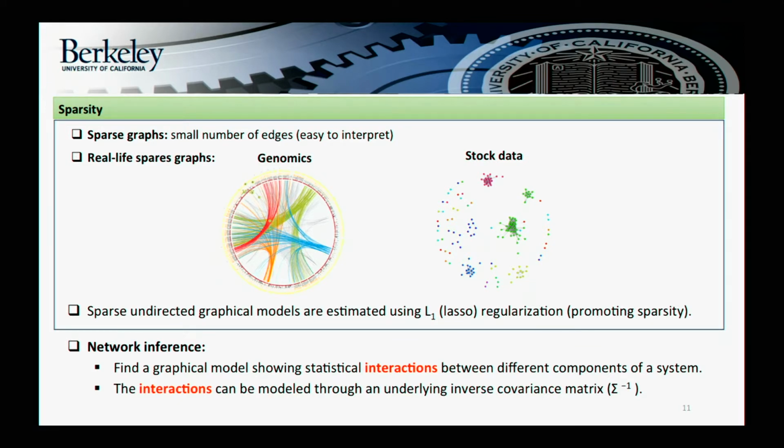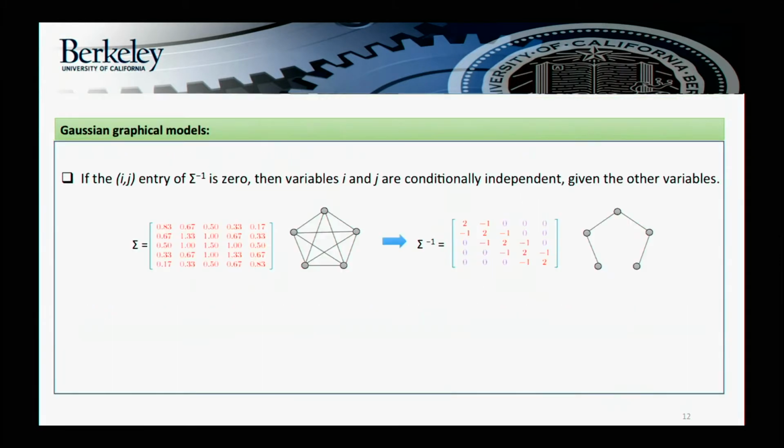All right, so in the network inference problem, where the goal is to find a graphical model that shows the statistical interactions between different components of the system, these interactions can be modeled through the underlying inverse covariance matrix, which is shown here as sigma inverse. In Gaussian graphical models, if the i, j entry of the inverse of the covariance matrix, or sigma inverse, is 0, then that means that variables i and j are conditionally independent given all other variables.